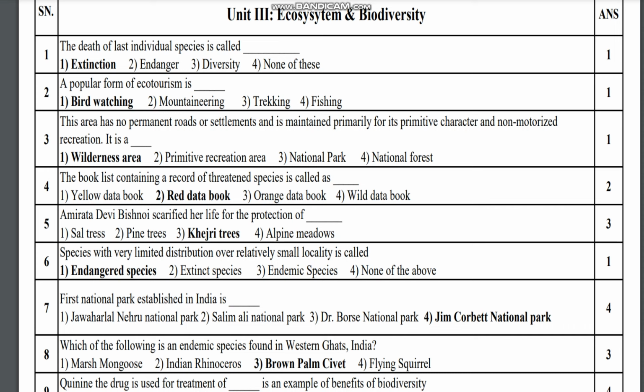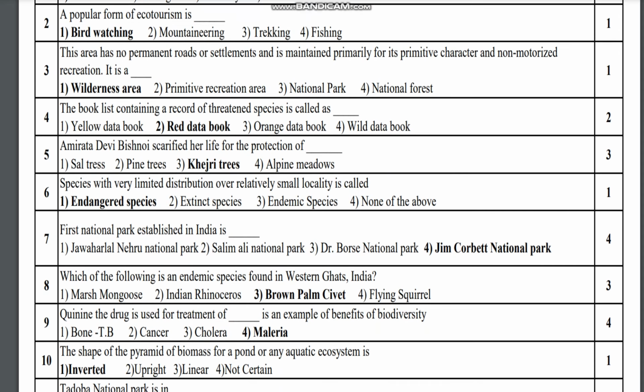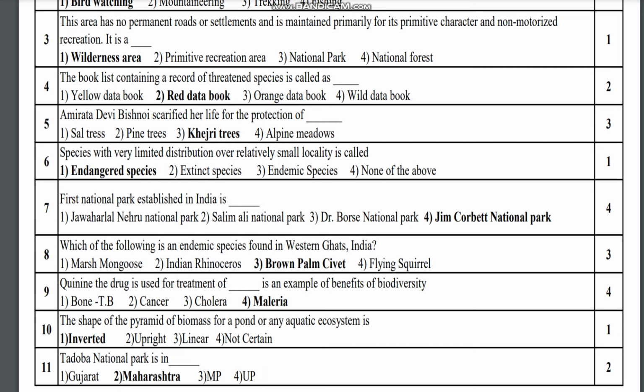Question number 3: the area has no permanent road or settlement and is maintained primarily for its primitive character and non-motorized recreation. It is called wilderness area. Question number 4: the book listing a record of threatened species. It is known as red data book.